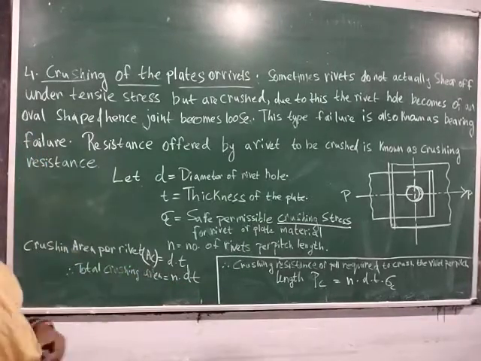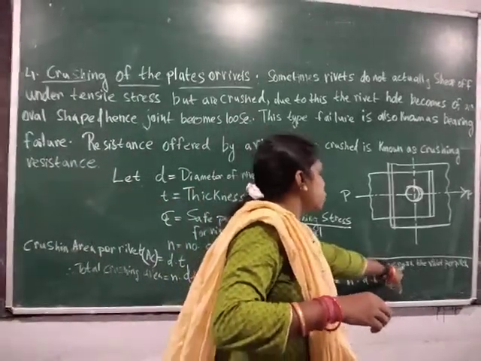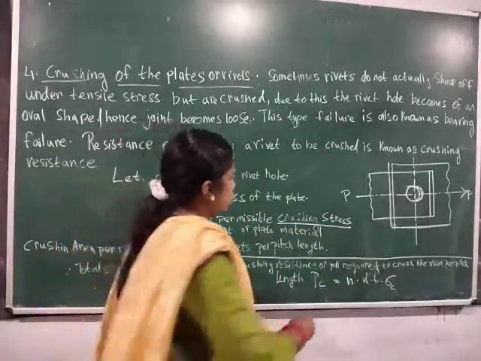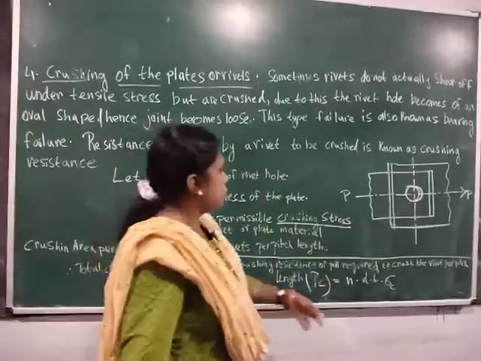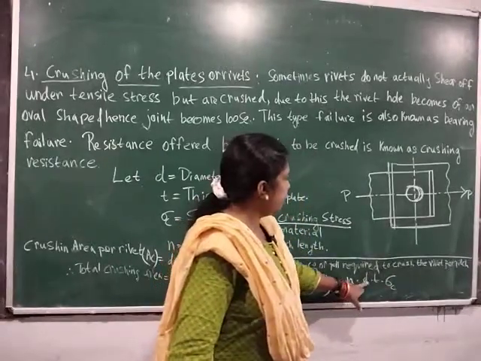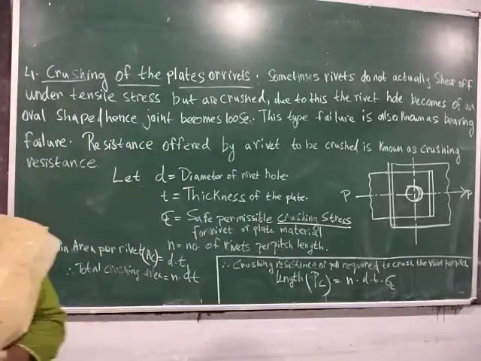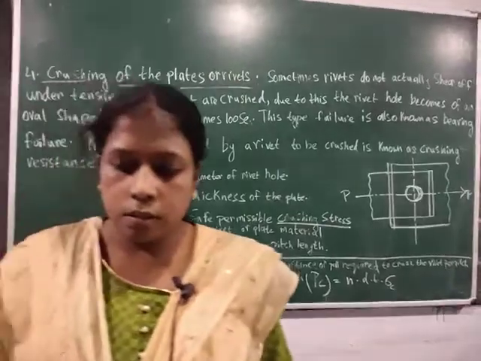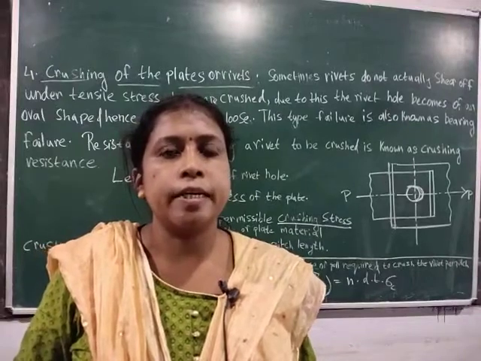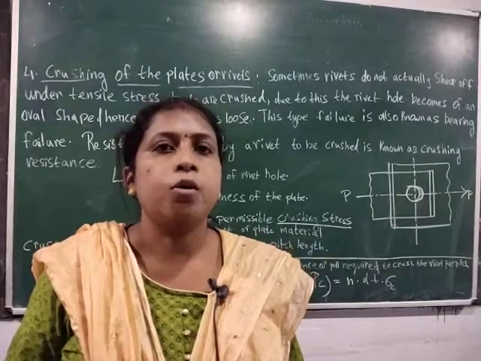Next is your crushing resistance. Crushing resistance, or pull required to crush the rivet per pitch length, is denoted by PC, and is nothing but area into sigma C. So that is N into D into T into sigma C. And here also, when crushing resistance is greater than the applied load per pitch length, this type of failure occurs.